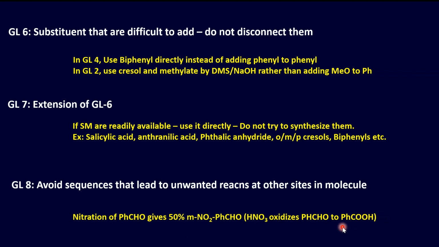Nitric acid, which we use for nitration of benzaldehyde, is also an oxidizing agent. It oxidizes the benzaldehyde to benzoic acid, and we get benzoic acid as a byproduct along with meta-nitrobenzaldehyde. In that case, we should not do this. We have to avoid this kind of reaction where we get the byproduct. We have to change our reaction route.